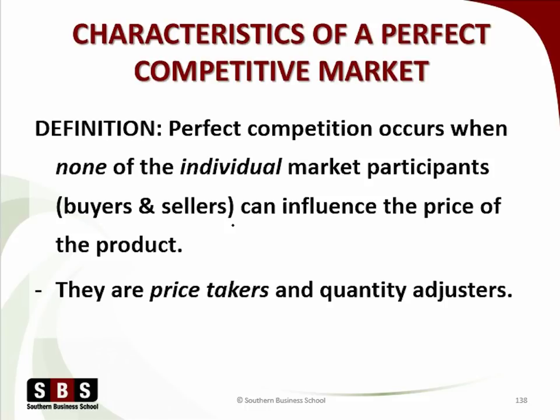So a perfectly competitive market occurs when none of the individual market participants can influence the price of the product. So it's fluctuating, it's a typical free market system. And there are price givers, price takers and quantity adjusters. The buyers are price takers and the suppliers are quantity adjusters.